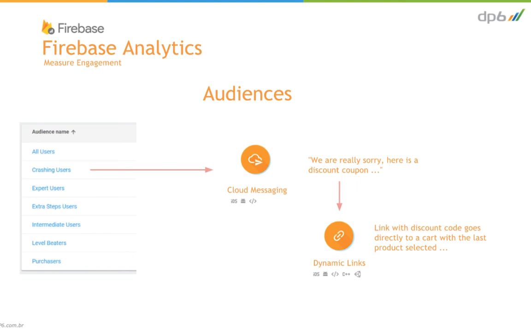And the discount coupon actually has embedded into it a dynamic link we also created within Firebase that can create a deep link. So people that click that notification, instead of opening the base app, actually go directly to the shopping cart with the discount for a specific product, and they can just purchase it and feel good again and reestablish their connection to the app.